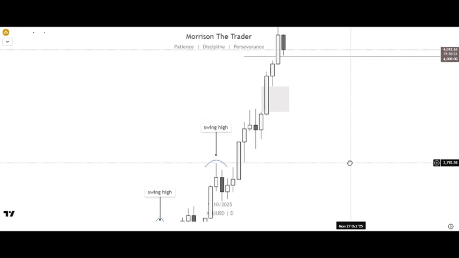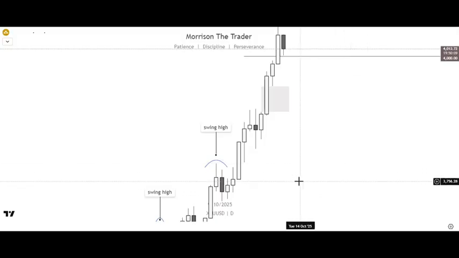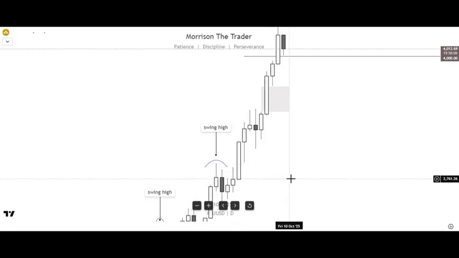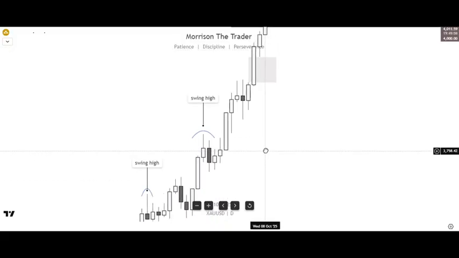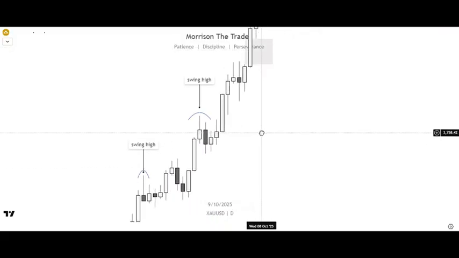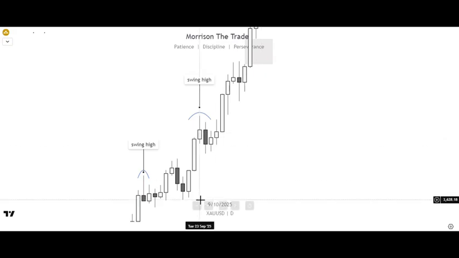So what is a swing point? We have two types of swing points: a swing high and a swing low. The idea is that traders are likely to put their stop losses at swing points, and that means there is liquidity at those levels because of the orders. So how do you identify a swing point? It's very simple.